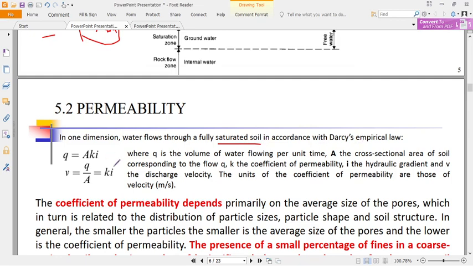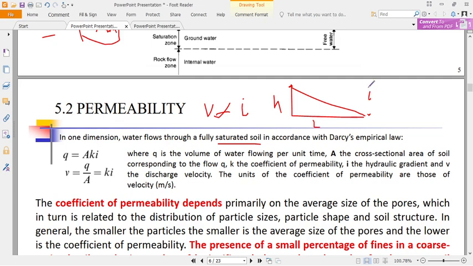So what does that say? Darcy's law says the velocity of the water is directly proportional to the hydraulic gradient. Is that okay? So what is a hydraulic gradient? If this is your source of water flowing to this other side, and this is H and this is L, the length, is that okay?